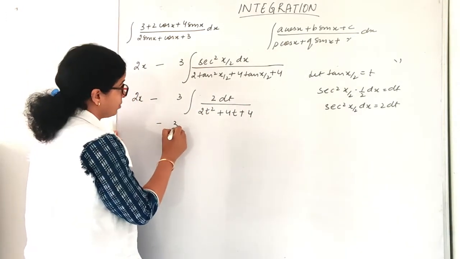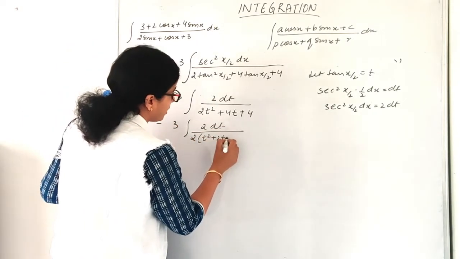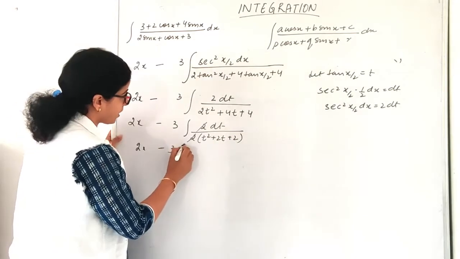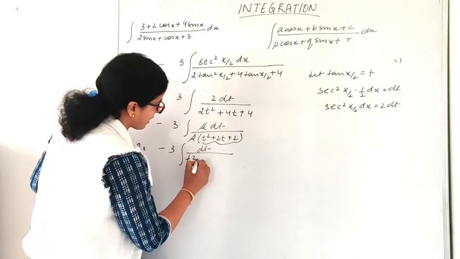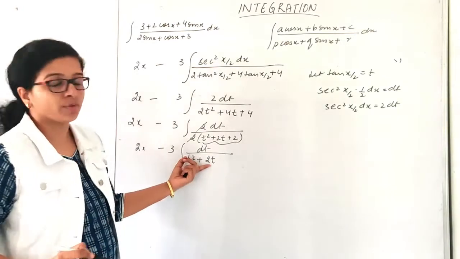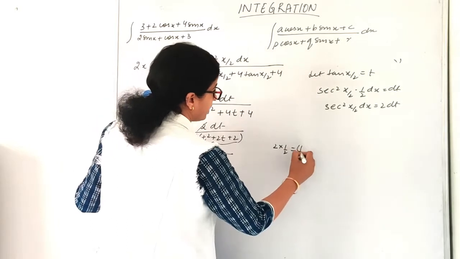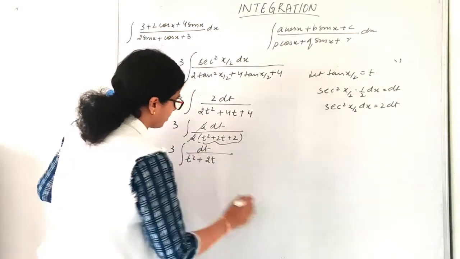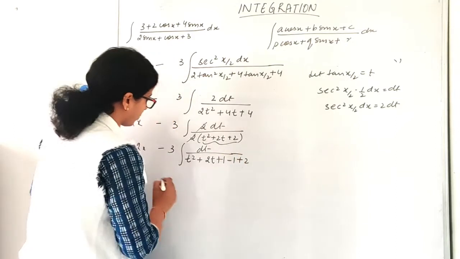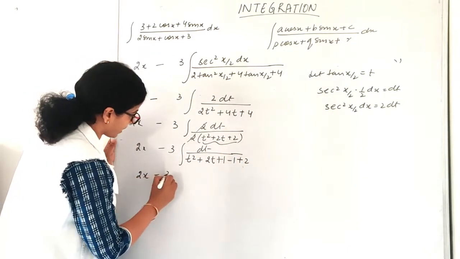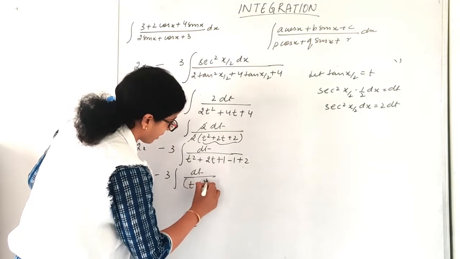Basically how am I going to do this? We can take out 2 common from here, so t square plus 2t plus 2. Now here I can write this as a perfect square. t square plus 2t: multiply the coefficient of t by 1 by 2, what are you getting? 1. Square it, so I am getting 1. So plus 1 minus 1, and plus 2 I am copying as it is. So 2x minus 3 integral of dt upon t plus 1 whole square plus 1.